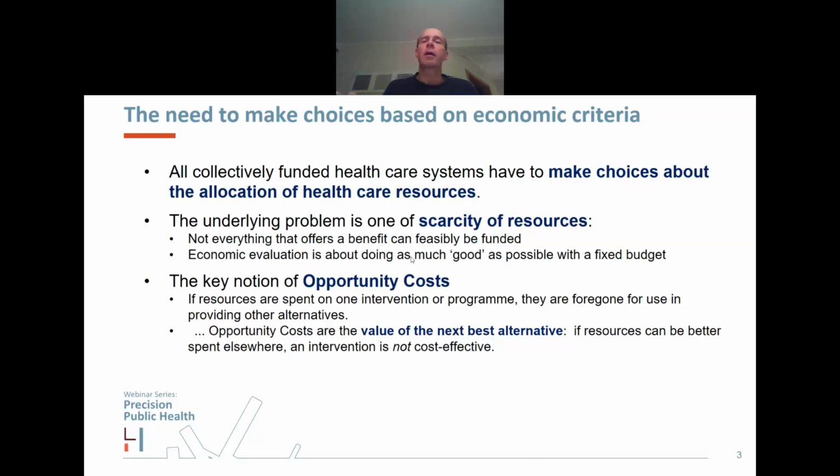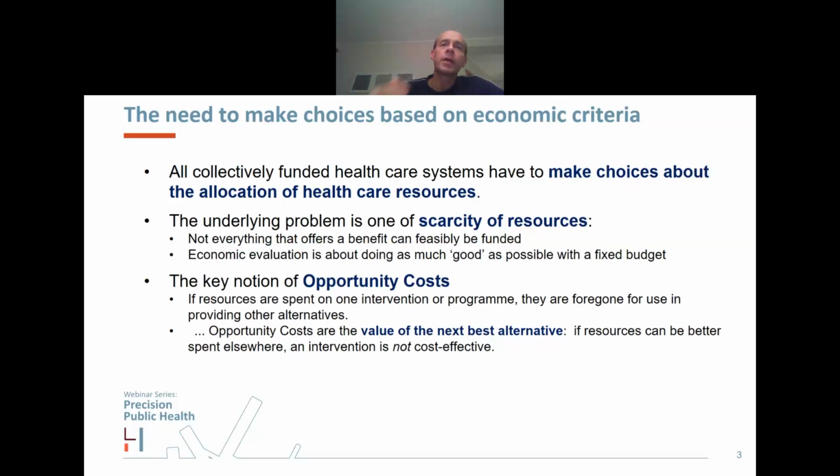Economic evaluation then comes in as an approach to inform resource allocation. Really, our main principle here is that we want to fund or recommend funding those interventions which do the most good in terms of achieving the most health gain out of an existing budget.